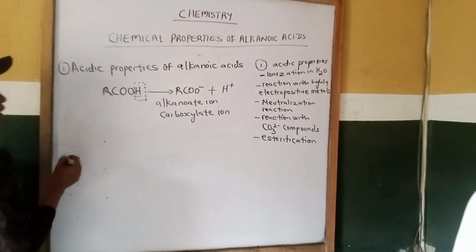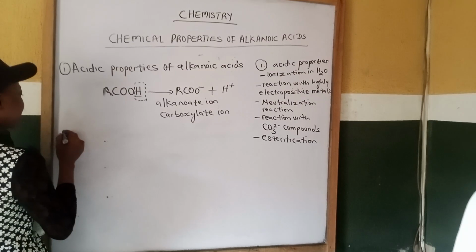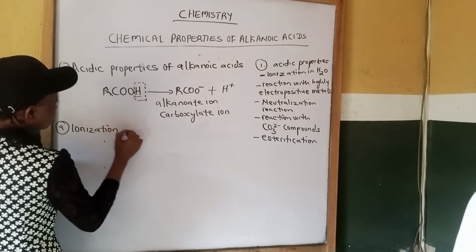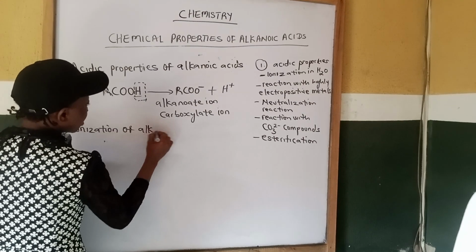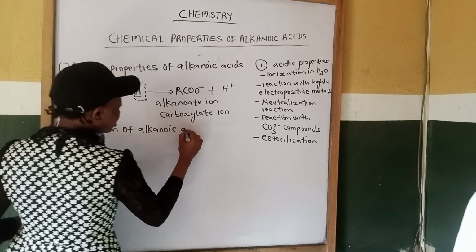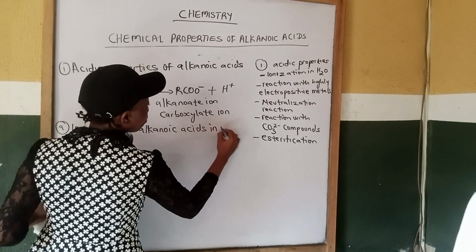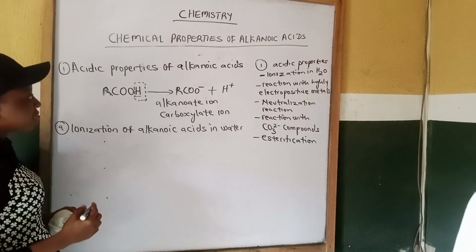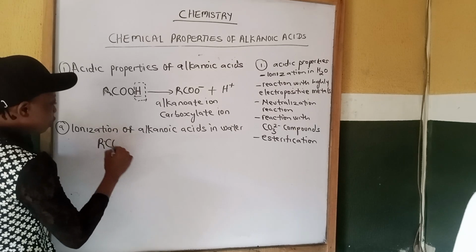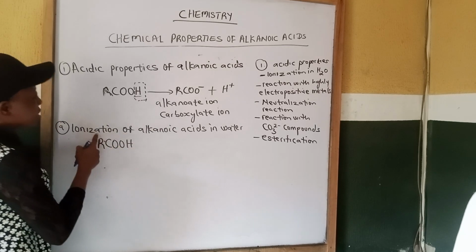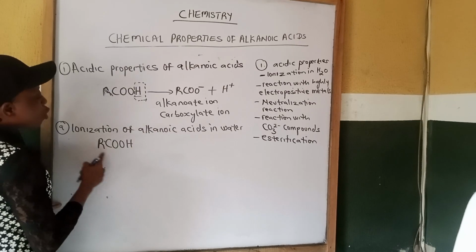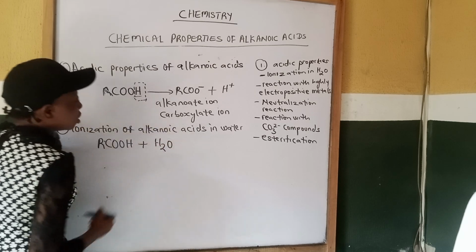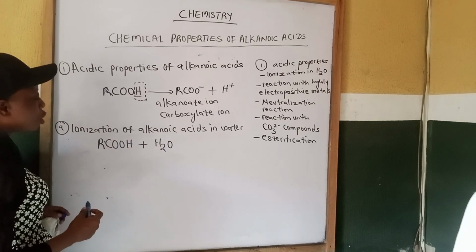Ionization in water. That is ionization of alkanoic acid in water. So I will explain with our general formula, which is RCOOH. This is ionization of alkanoic acid in water. That will be the reaction between alkanoic acid and water molecule.